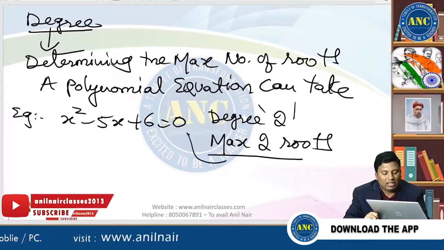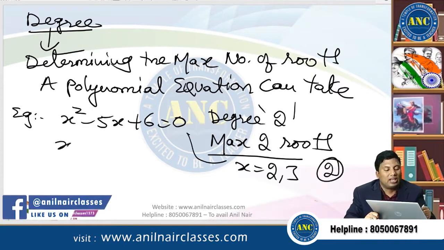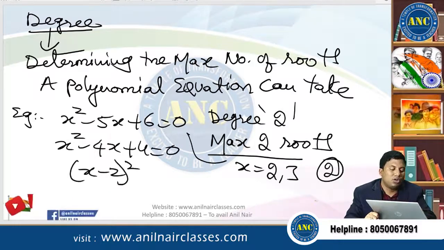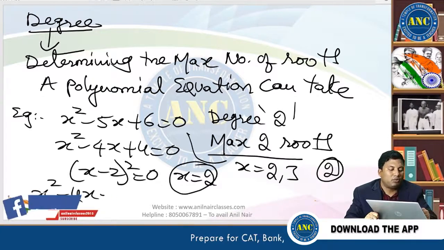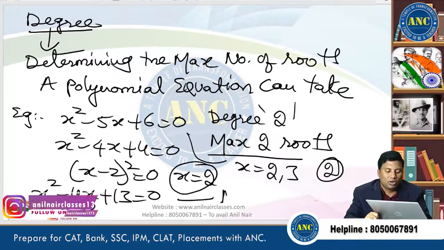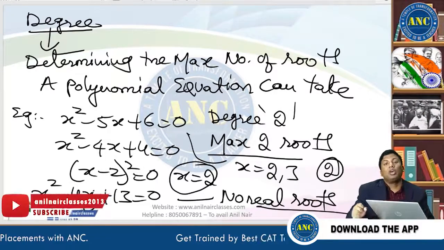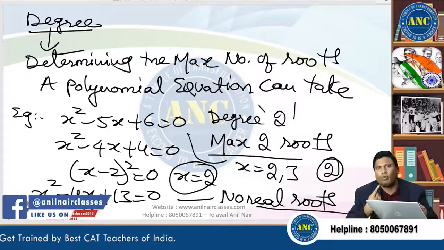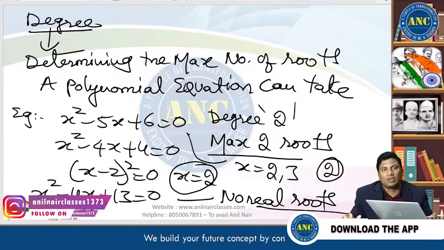For example, in this one x equivalent to 2 comma 3 satisfies the equation. So there are 2 roots. X square minus 4x plus 4 equivalent to 0, which is x minus 2 whole square is 0. X is 2. Only one root is there. X square minus 4x plus 13 equivalent to 0. D less than 0. That means no real roots are there. That means it will tell how many maximum number of roots an equation can take. That is the importance of degree. I will discuss more about the degree usage in quadratic and polynomial equations when I am discussing quadratic equations.